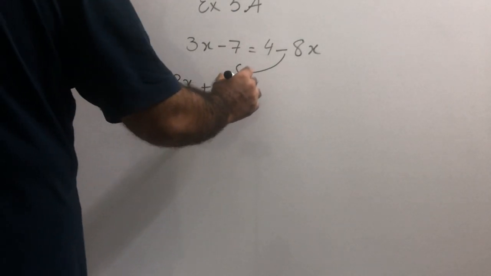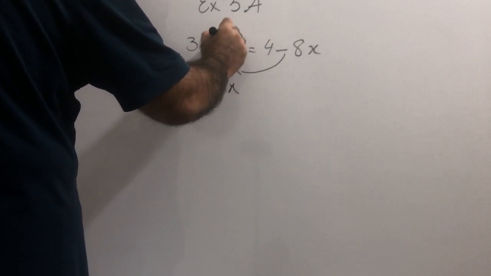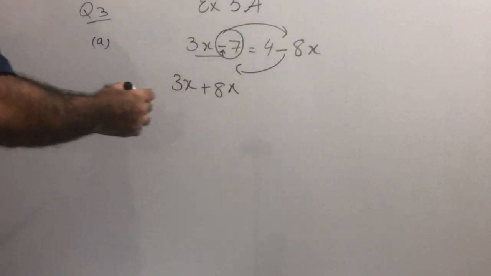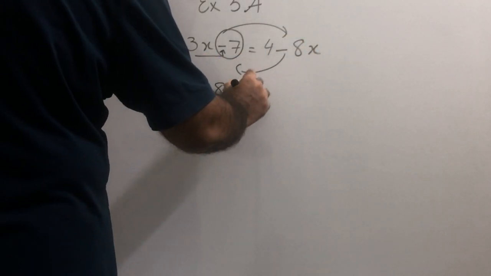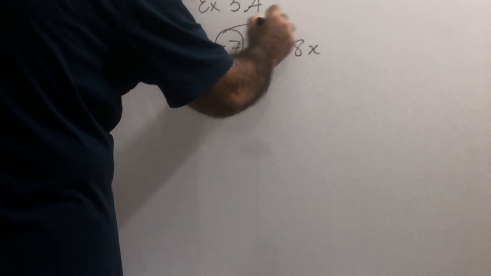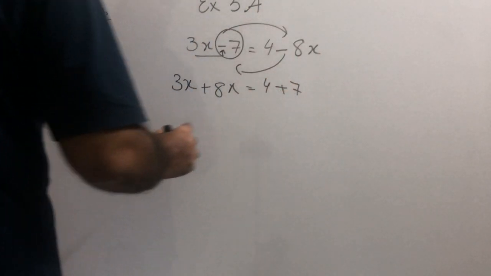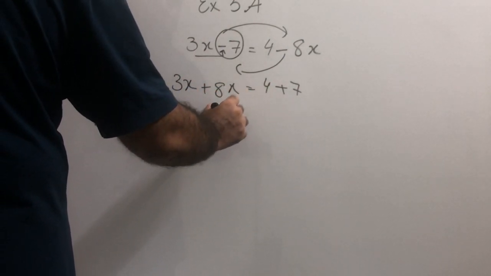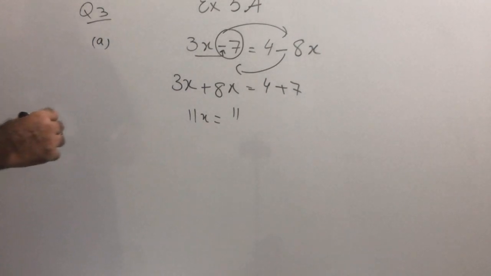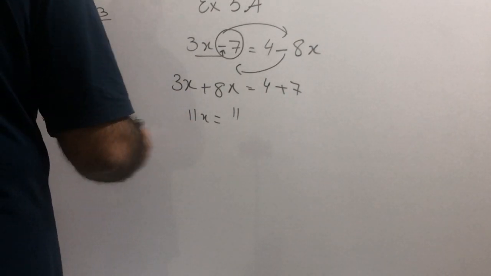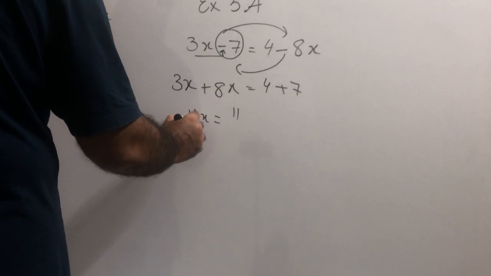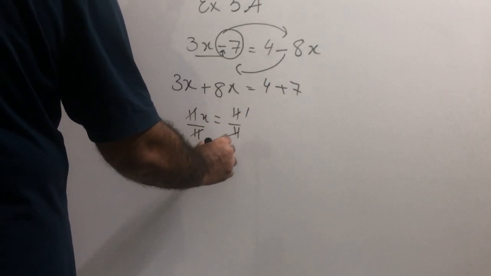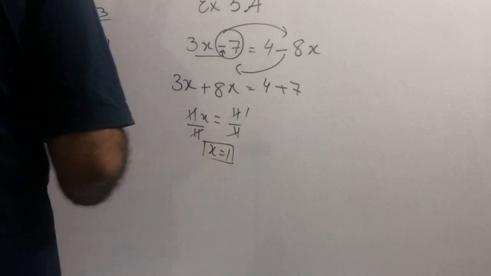Okay. Now this minus 7, we will take to the other side. If here it is a minus sign, when it goes to the other side, it will get a plus sign. Here we have 4. When it goes to the other side, it becomes plus 7. Now we add 3x plus 8x, 11x is equal to 4 plus 7, 11. Now we need to get rid of 11. 11 is being multiplied with x. We will divide both sides by 11. So 11 ones are 11. x is equal to 1. This is the answer for this question.